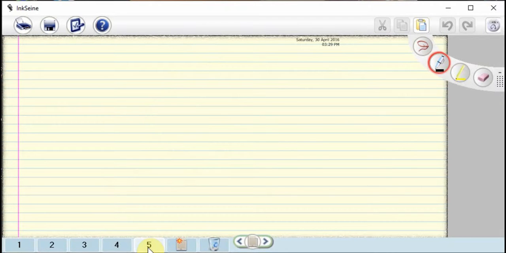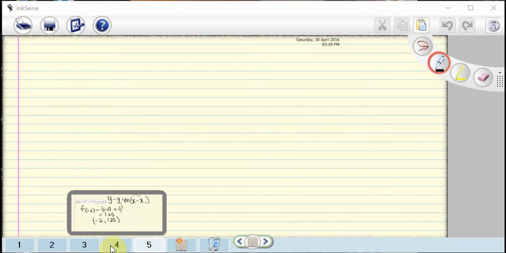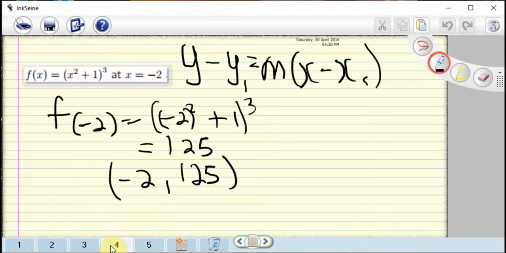Okay, now that we have the point, we need to find our gradient. And remember, when we differentiate a function, we find the gradient function. And once we have the gradient function, we can plug in any value of x and find the gradient at that point. So we're going to differentiate the function. Recall that the function is x squared plus 1 all cubed, right? So that is what we're going to differentiate.